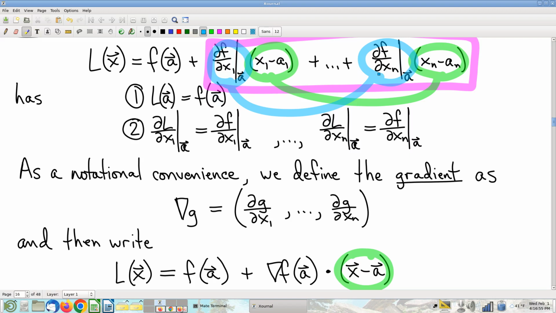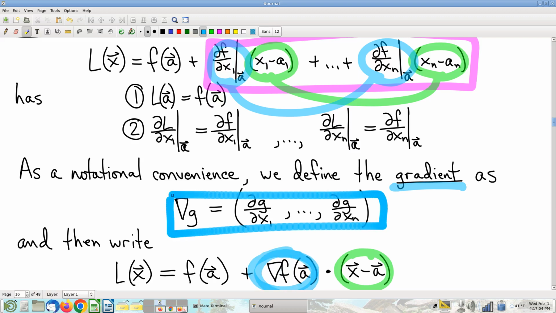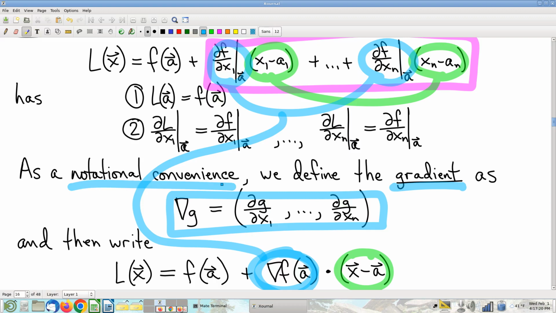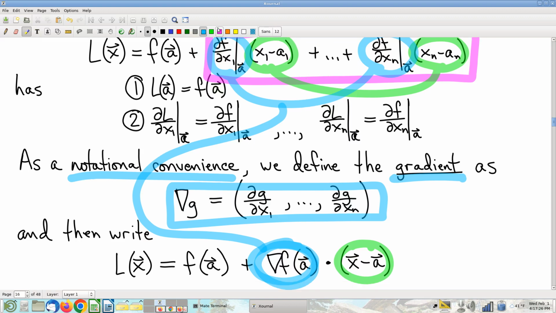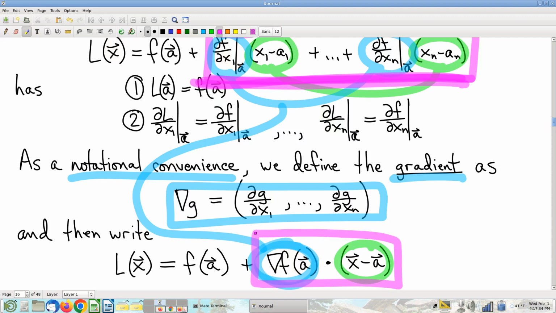But I'm going to give this thing a name. I'm going to call it the gradient. We're going to use this notation to represent it. Here's the general formula written in terms of a generic function g. This other factor is that thing, this thing called the gradient, which, again, is just a notational convenience. I'm just choosing to define that as this. But look how convenient this is. Now all these terms, there's a bunch of terms, dot, dot, dot, is just a dot product.